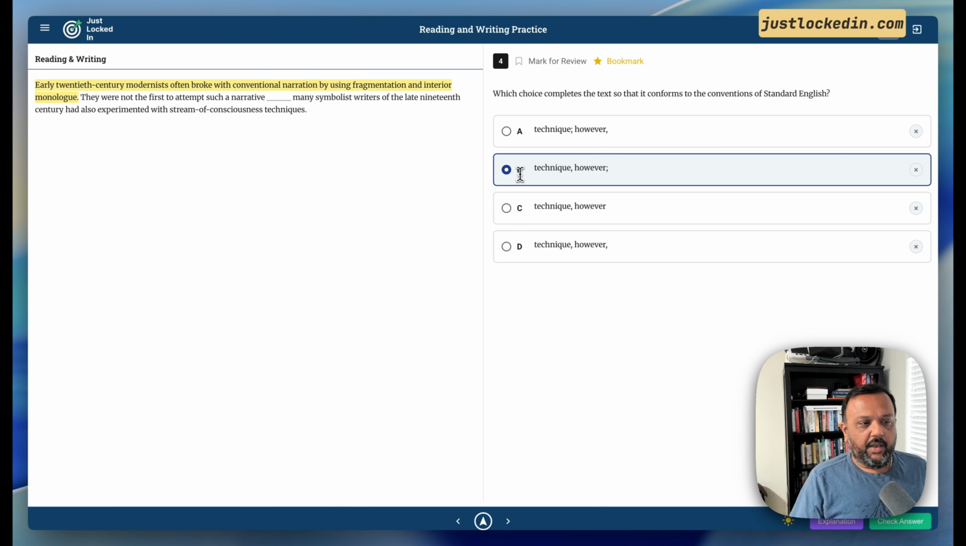So you can practice with some of these. Okay, but this is really a trick question. So putting "however" at the end is not a very common usage.